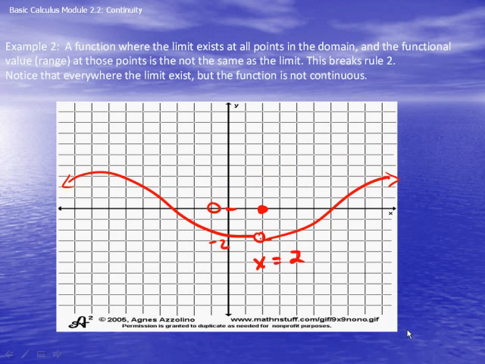Example 2, we're going to look at a function where the limit exists at all the points on the domain and the functional value exists everywhere on the domain. However, there is a place in which the limit and the functional value are not the same. If we look at the limit of this function as x approaches 2 from the left, it's negative 2, from the right it's negative 2, but the functional value there is actually 0. So here the limit and the functional value are not the same.